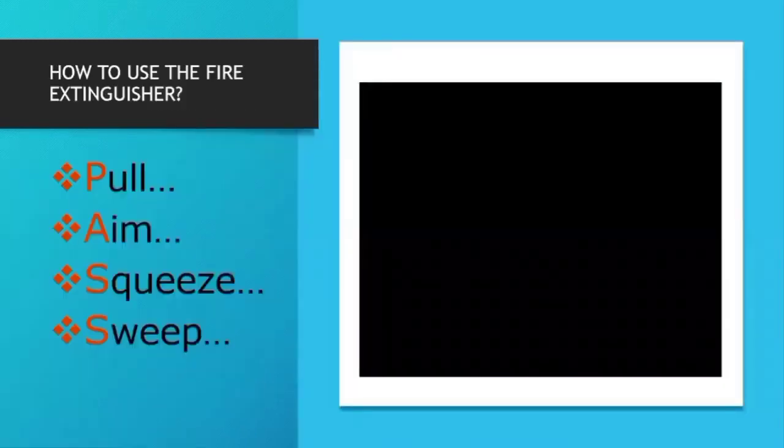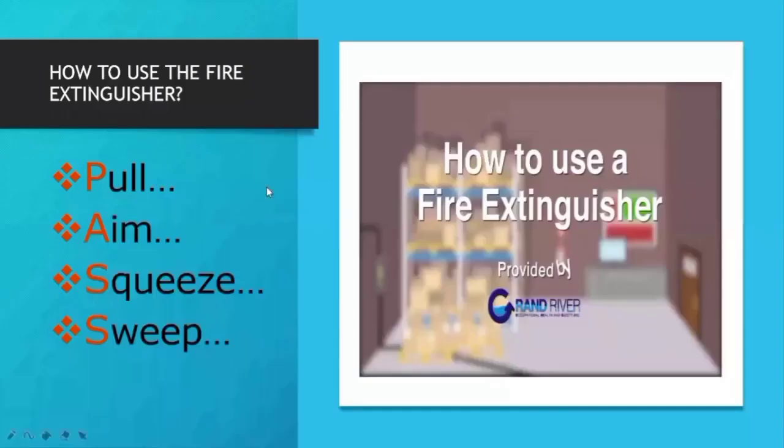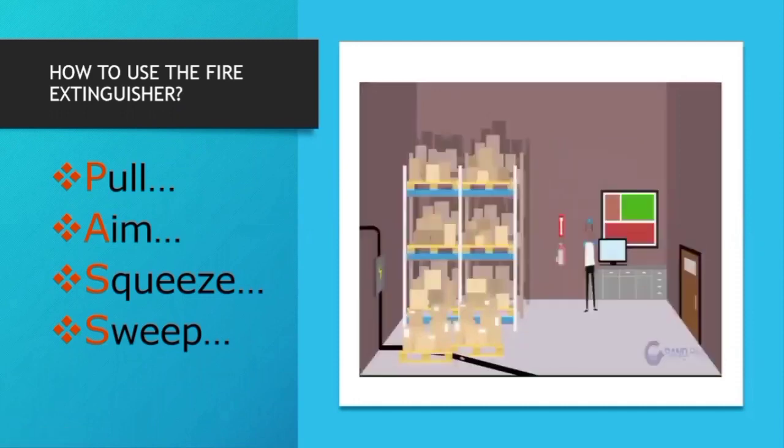So how to use a fire extinguisher? How to use the fire extinguisher? By following the PASS system: pull, aim, squeeze, and sweep. Let us watch the short video. It shows here the proper use of a fire extinguisher.